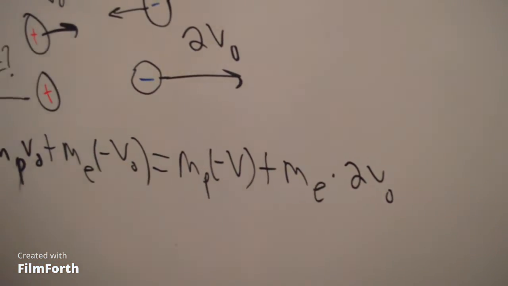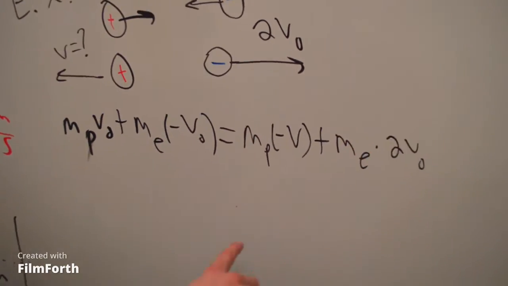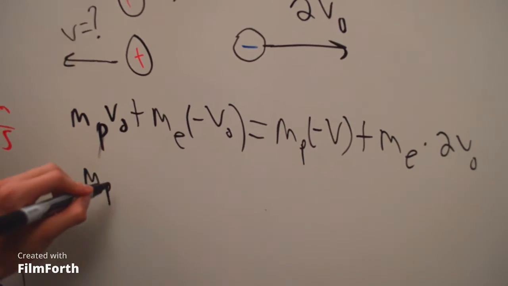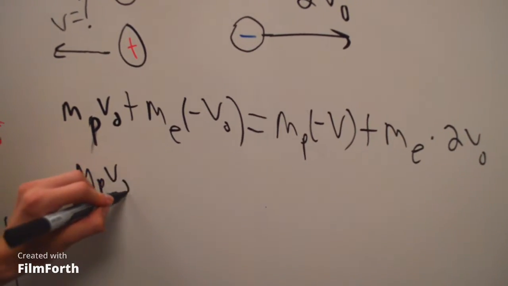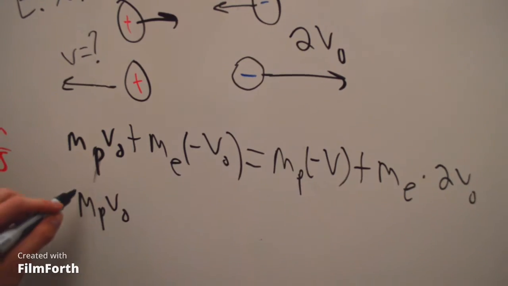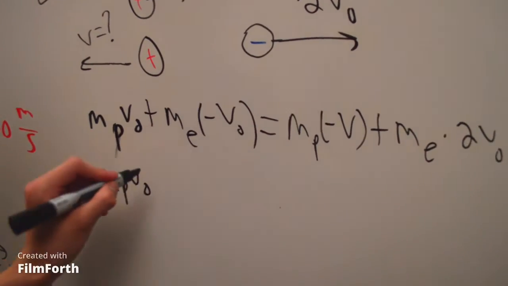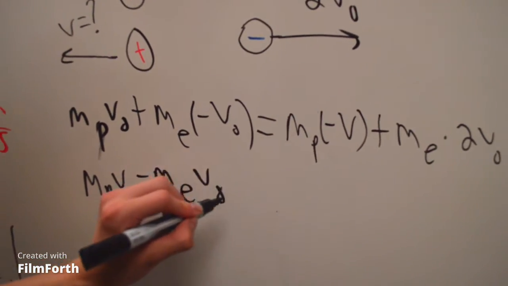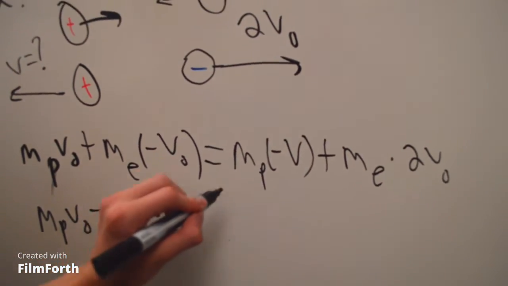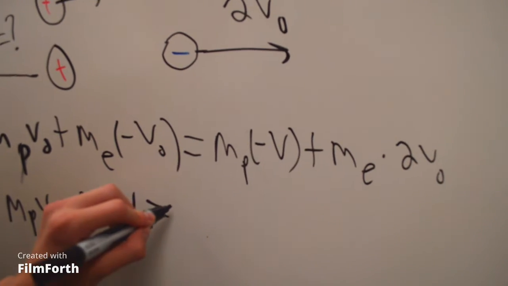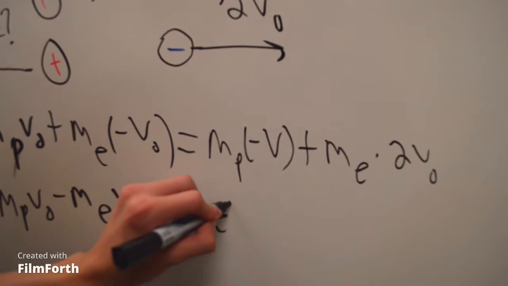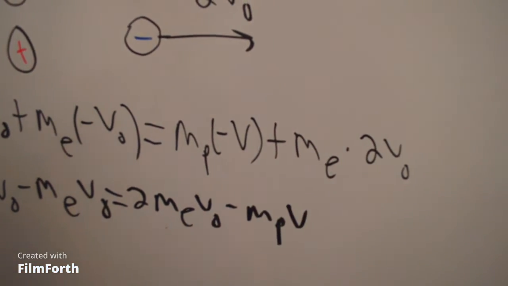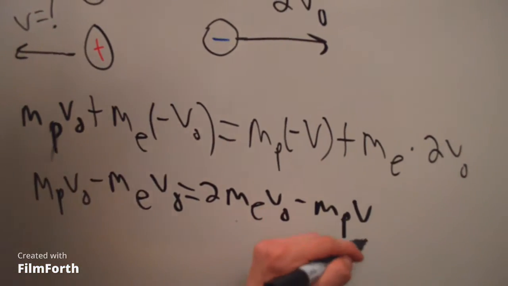Good. So let's isolate for v here. You can factor out this negative with the distributive property, therefore you get that the initial momentum of the proton minus the initial momentum of the electron equals the final momentum of the electron minus the final momentum of the proton. And like I said earlier, we're isolating for this v.